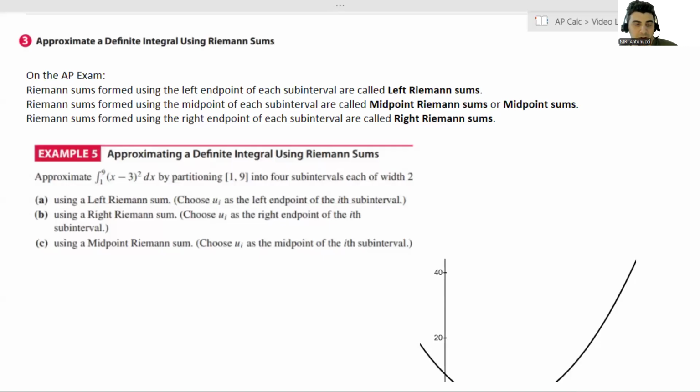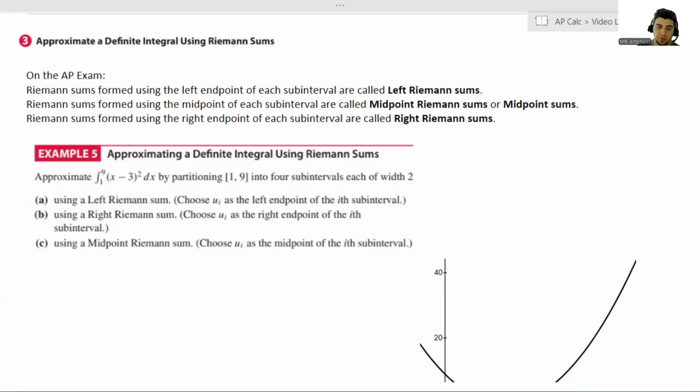All right, guys. So in this one, we're going to talk about approximating a definite integral using Riemann sums. Now, a couple things here. On the AP exam, Riemann sums that are formed using the left endpoint are called left Riemann sums, and sometimes they'll be talked about as the left rectangular approximation method. Riemann sums formed using the midpoint are called midpoint Riemann sums or midpoint sums, and sometimes they're referred to as the midpoint rectangular approximation method. And then you have the same thing with the right Riemann sum.